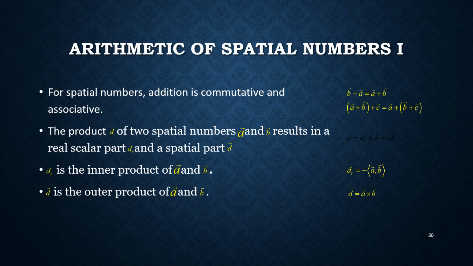For spatial numbers, addition is commutative and associative. The product D of two spatial numbers A and B results in a real scalar part dr and a spatial part D. The scalar dr represents the inner product of A and B. The spatial number D represents the outer product of A and B.